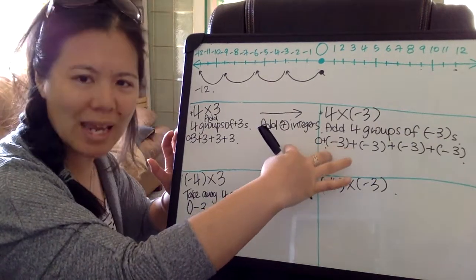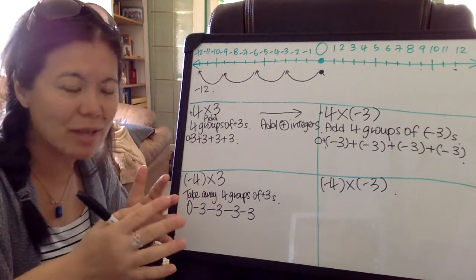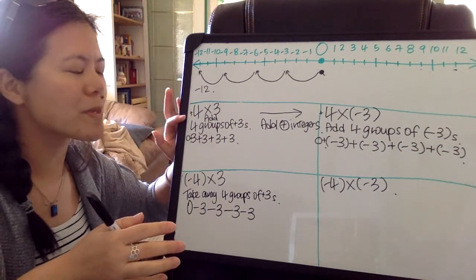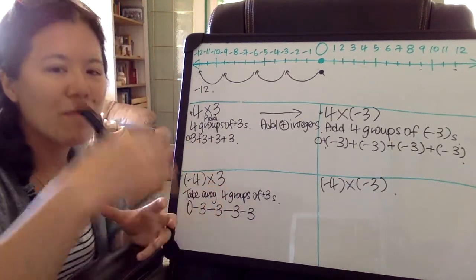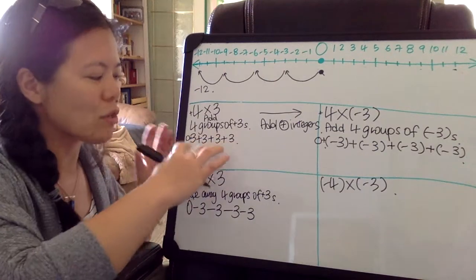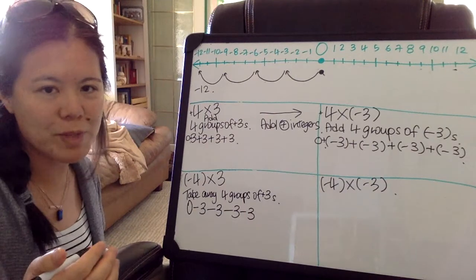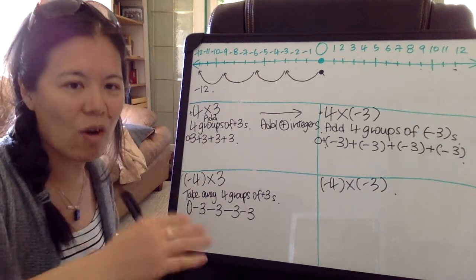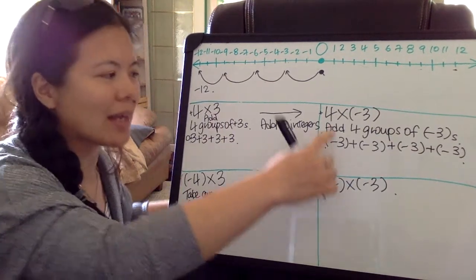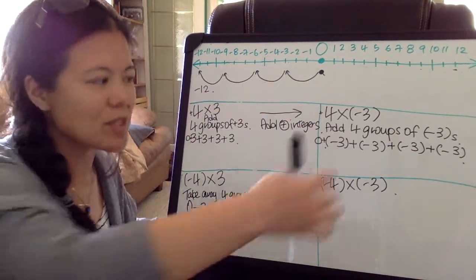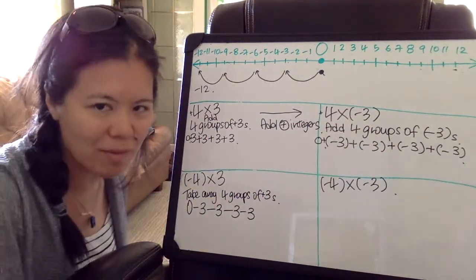This is for me, these two, I can actually wrap my head around a little easier because I can think of it as 4 groups of 3s, 4 groups of positive 3 integers. Okay, I'm adding 4 groups of positive 3 integers, 3 plus 3 plus 3 plus 3. Great. And I have 4 groups of -3 integers. I'm adding that all up. I'm adding -3 4 times. So -3 plus -3 plus -3 plus -3.